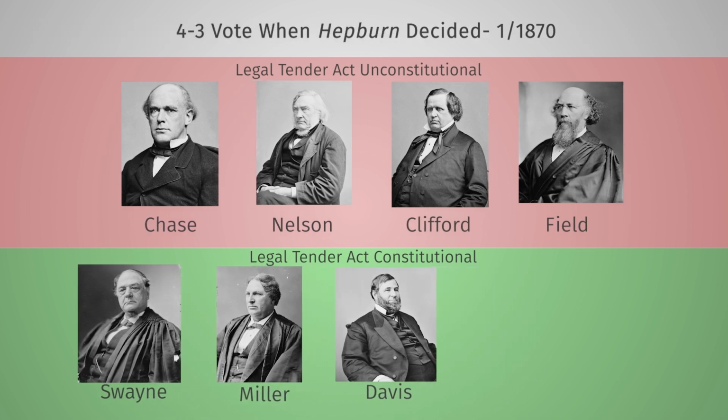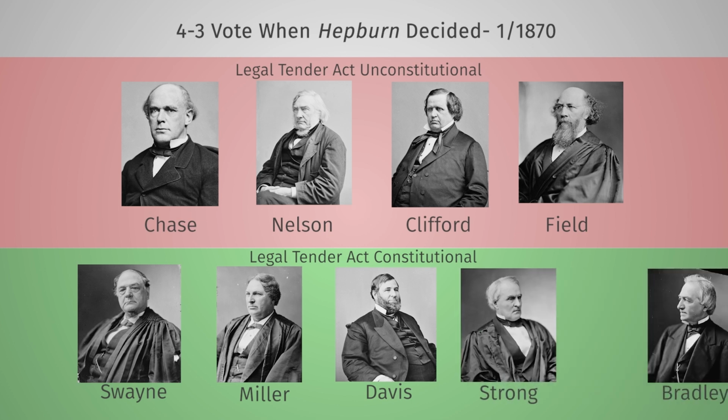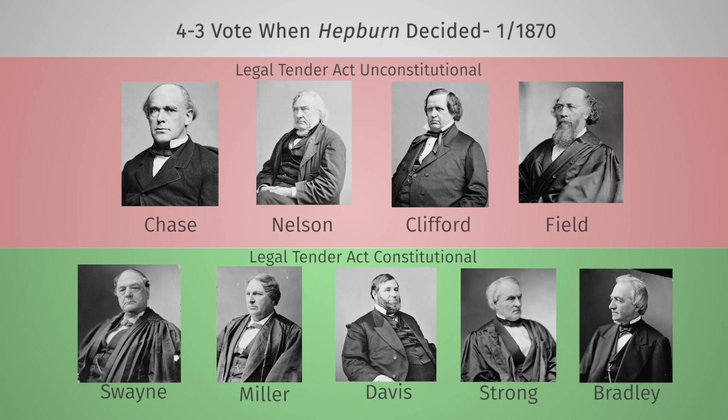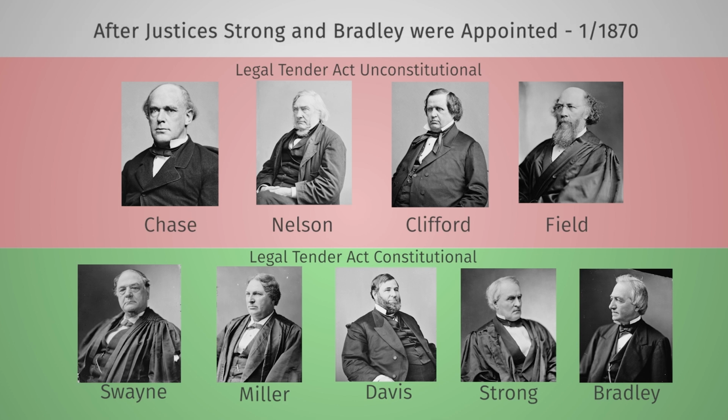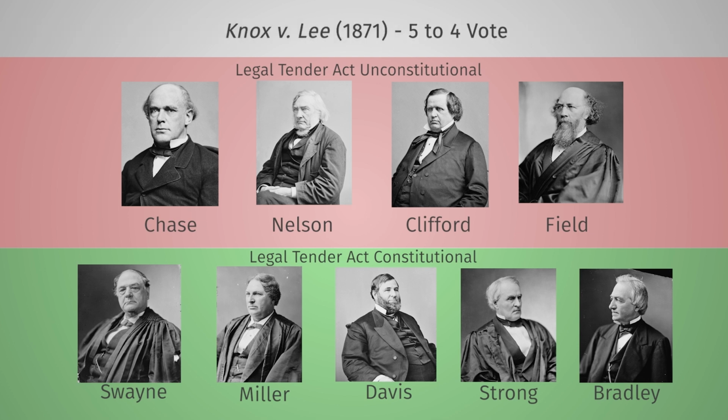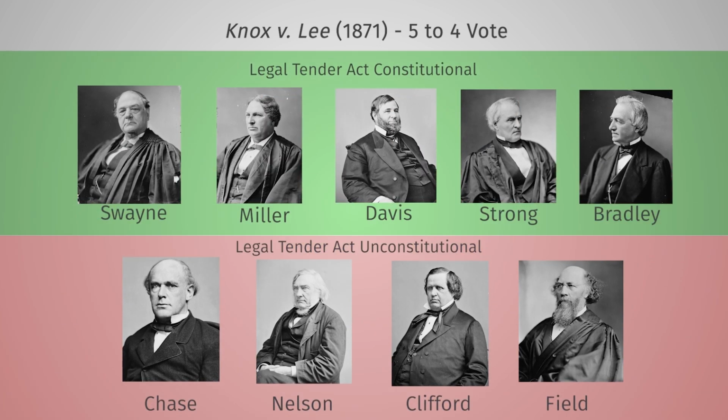After Hepburn was decided, President Grant appointed Justices Strong and Bradley, both of whom were on record in favor of paper money as legal tender. So now, there were 5 justices who thought that the Legal Tender Act was constitutional. Sure enough, when the court heard another challenge to the Legal Tender Act just a year later, it reversed itself to rule that the Legal Tender Act was constitutional after all. In Knox v. Lee, Hepburn was now overturned by a vote of 5-4.